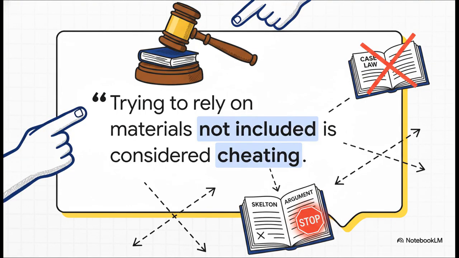And here's another big one, and this is a direct quote from the source material so you know it's serious. If an authority isn't listed in your skeleton argument, you can't use it. End of story. Trying to sneak in a surprise case during your speech? That's considered cheating. The judge can and likely will shut you down and stop you from even mentioning it. Everything has to be out on the table from the very beginning.